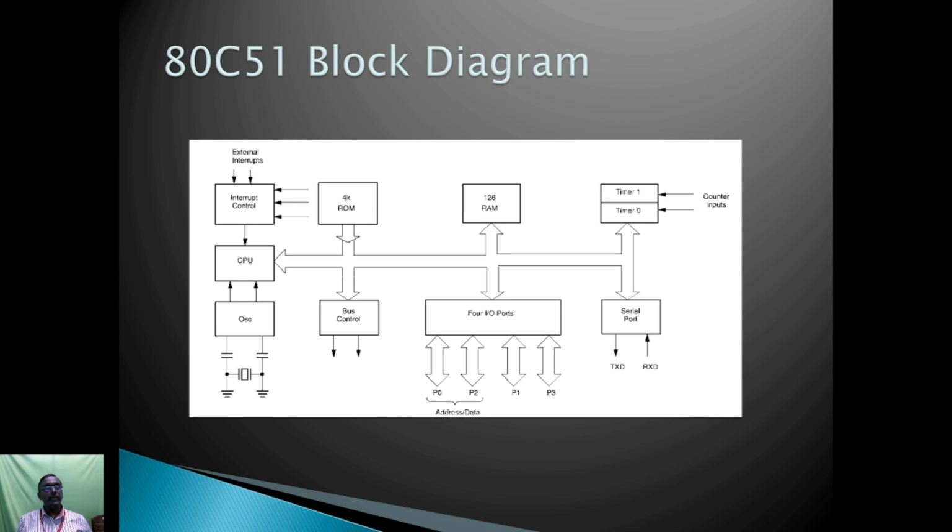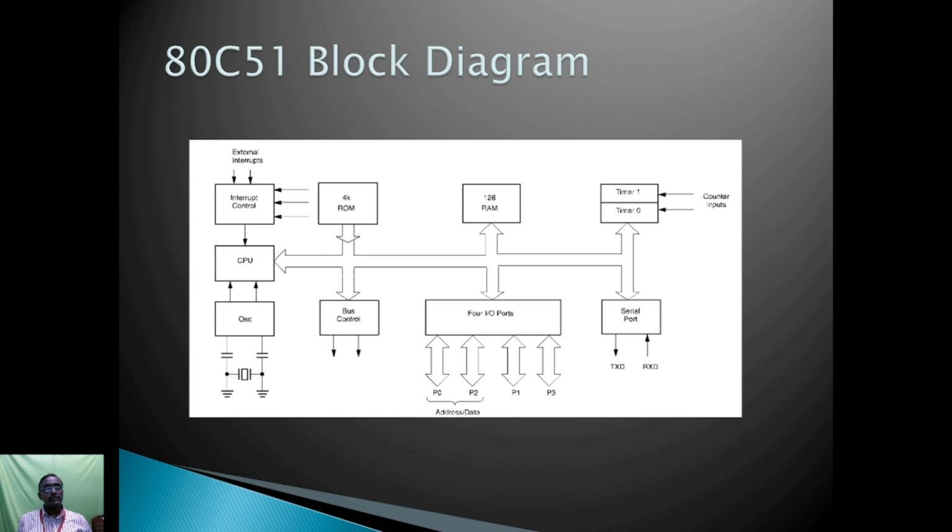So we are going to discuss the microcontroller, that is the 8051 microcontroller. The 8051 microcontroller has an 8-bit data bus and 16-bit address bus. So in the 8051 block diagram, there is an oscillator, CPU, interrupt controller, bus controller, 4 I/O ports, serial port, 2 timers, RAM and ROM. So the microcontroller has inbuilt RAM and ROM memory.